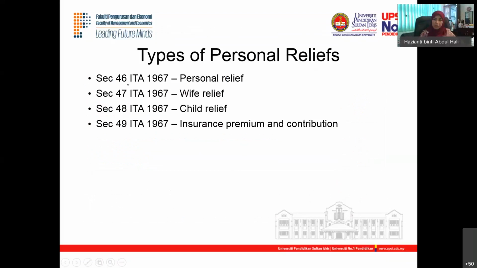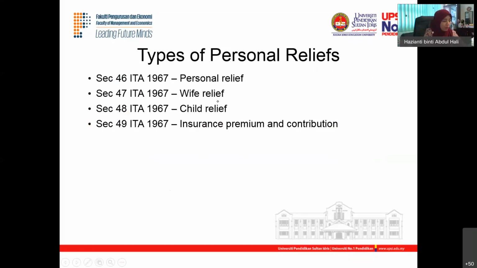46.1, A, B, C, D, E, F. Banyak lah. Because the detail will go under 46 ni. 47 is about wife relief. 48 is about child relief. And 49 is about insurance premium and also contribution.